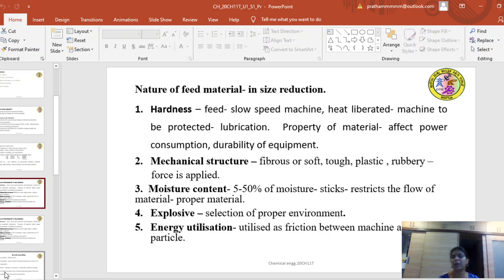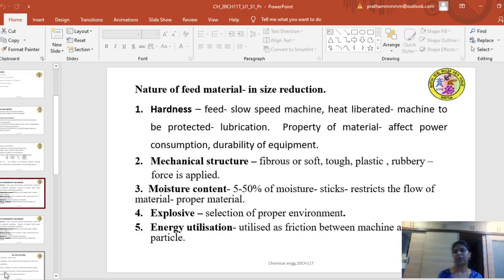During the size reduction process, you also have to consider what energy is released and how it is being utilized. All these should be considered in the size reduction process. Regarding hardness, when the feed is very hard, you have to feed it into very low speed machines.